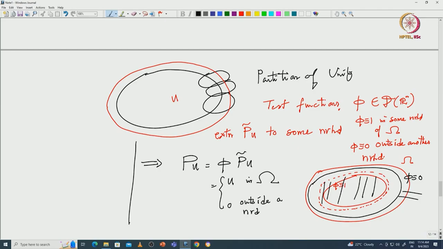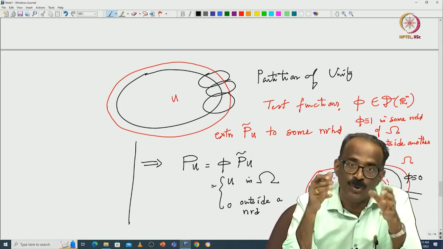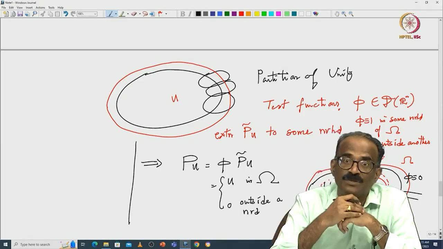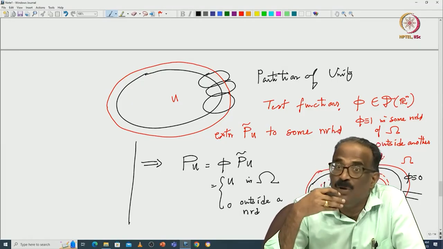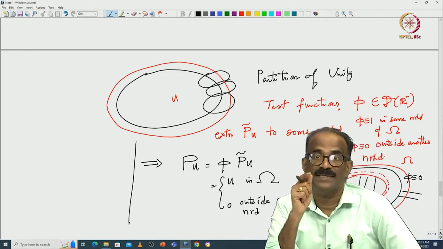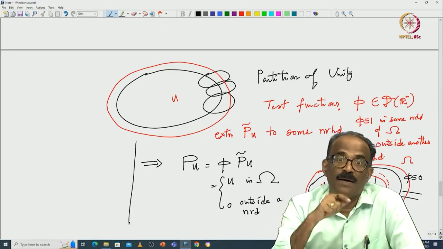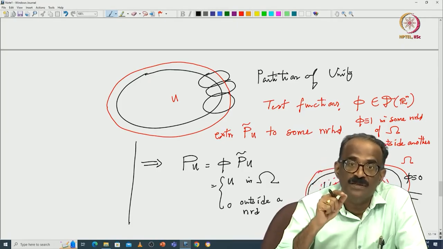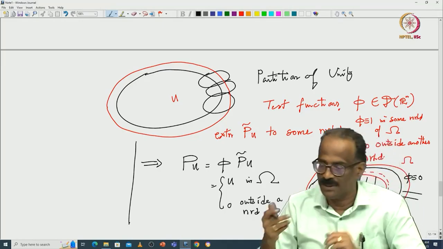So the question you might ask is whether Pu, this extended function, retains the W1P spaces. Yes, under these smooth maps, you have the change of variable. Maybe I will discuss a little bit about the change of variable. You can actually show that if u is in W1P of omega and omega is of class C1, the extended function Pu is also in W1P. The extensions are done in such a way that it will not pick up any singularities like a Dirac delta. When you compute its distributional derivative, it should not pick up anything which is not a function, like Dirac delta type objects.